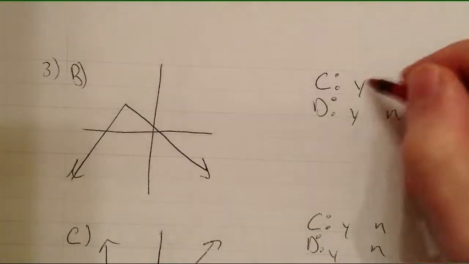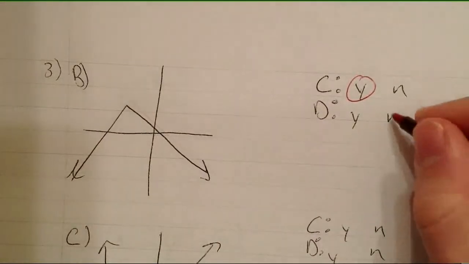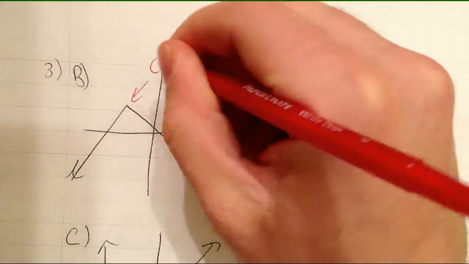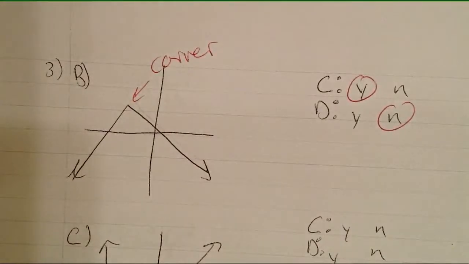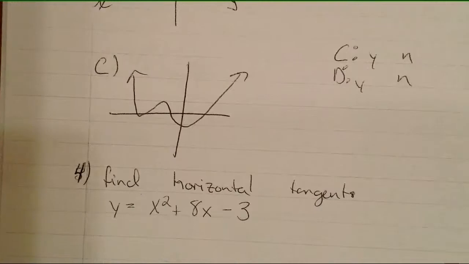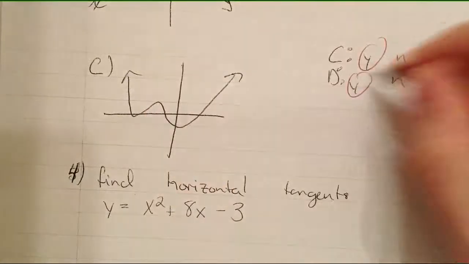3b, is it continuous? Yes. I can draw it without taking off my pen. Is it differentiable? No, because there's a corner. Corners you can't take derivatives of because your left and right side derivatives do not match. This one, continuous? Yes. Differentiable? Yes.